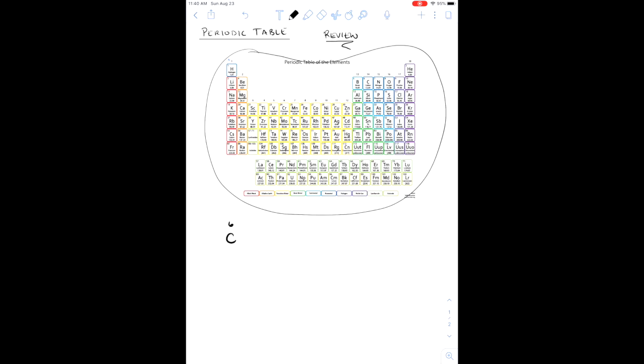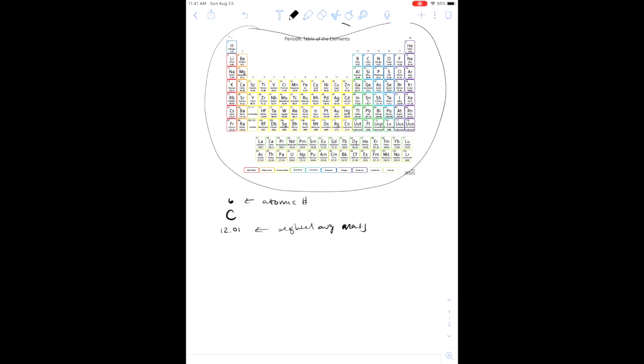So here's the periodic table. We're all pretty familiar with that. Just to go over some quick vocabulary and some things like that. We've got carbon, for example, on the periodic table. It's got the 6 on top. That's the atomic number. And below is 12.01. That's the weighted average mass. So that's the atomic mass of carbon.